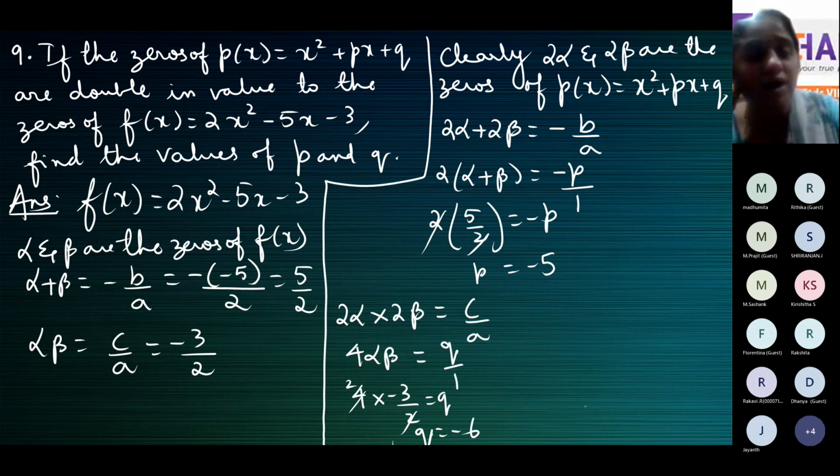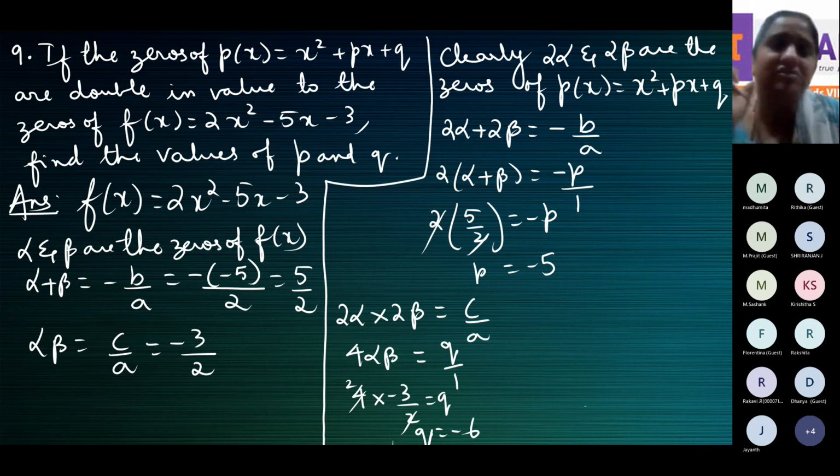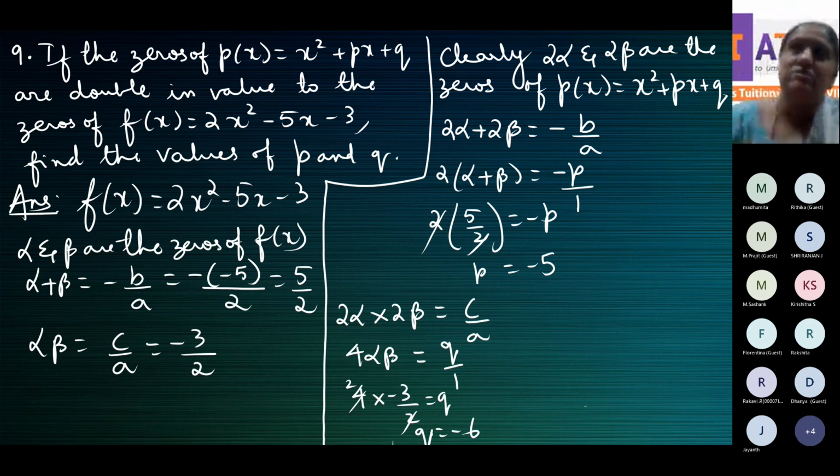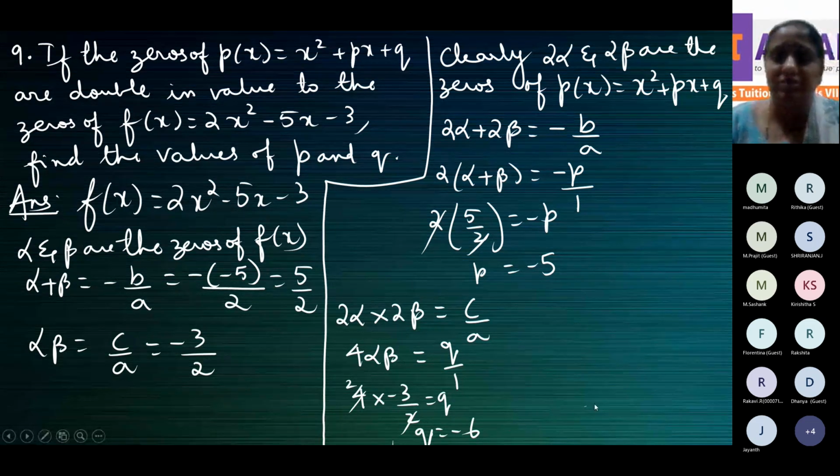In the same way, the product of the zeros. The zeros are 2 alpha and 2 beta. Product 2 alpha into 2 beta is c by a. Like that, alpha beta is minus 3 by 2, so we find q is equal to minus 6. Q is equal to minus 6. Just a minute, children.